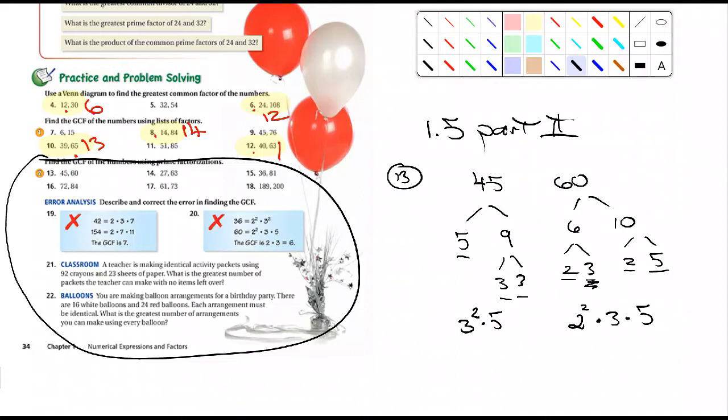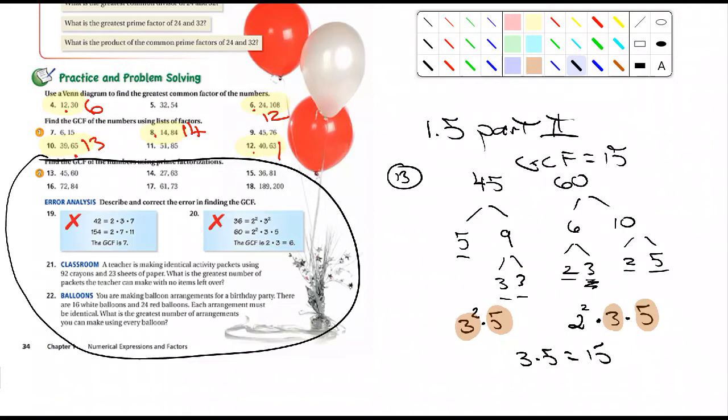Okay. All right. So what's common? 5. Yeah. They both have a 5. Is there anything else common? 3. They both have 3's. What's the smallest 3? Yeah, it's this one right here, right? Okay. So what would I write? 15. 3 times 5. 3 times 5 equals what? 15. So the greatest common factor of 45 and 60, greatest common factor equals 15.